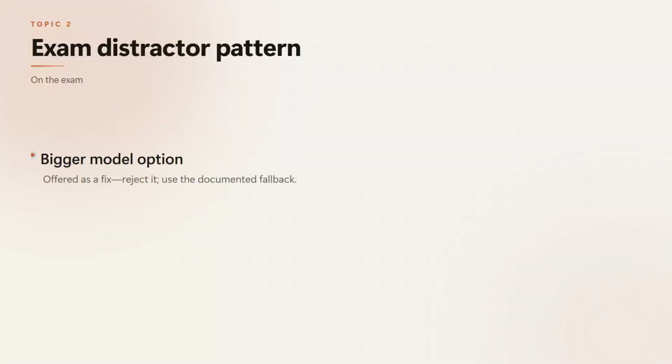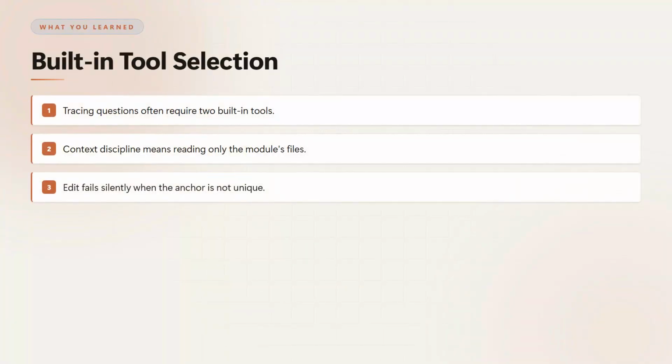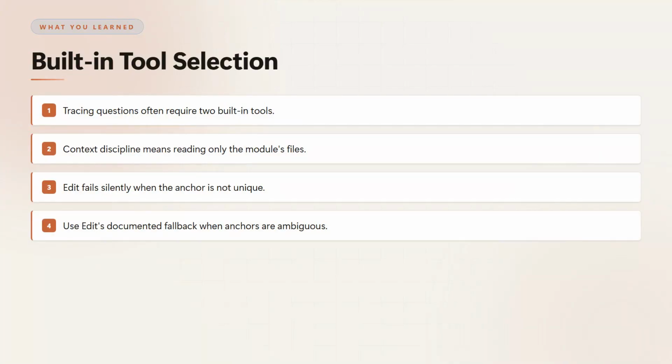This is tested with items that offer use a bigger model or ask the user to disambiguate as options. Both are distractors. The correct answer is always the tool's own fallback: widen the anchor, then read plus write. For the wrapper trace, the distractor is a single grep for the function name. The exam expects the two-pass enumeration. This part is testcraft. Know that the exam rewards the documented pattern over plausible-sounding shortcuts. Remember, tracing questions often need two tools. Stay disciplined, only read files in the module. If edit can't find a unique anchor, it fails silently, so use its documented fallback instead of guessing.